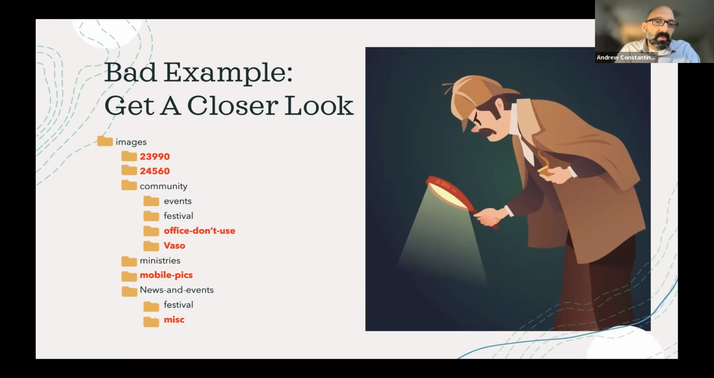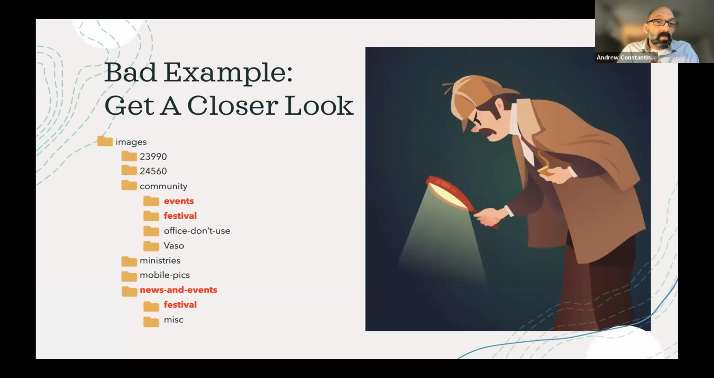We also see that there's a folder marked Office Don't Use. Well, what does that mean? And there's a folder named Vaso. Who's Vaso? And what does she have in her folder? And how does that help me to find what I need quickly and easily when I'm setting up a page? Mobile pics. Okay, so it looks like somebody took a bunch of images from their mobile device and uploaded them to the website. But what types of images are in there? And we've got a miscellaneous folder as well. Well, what does that have? And how does it help me with my website maintenance?